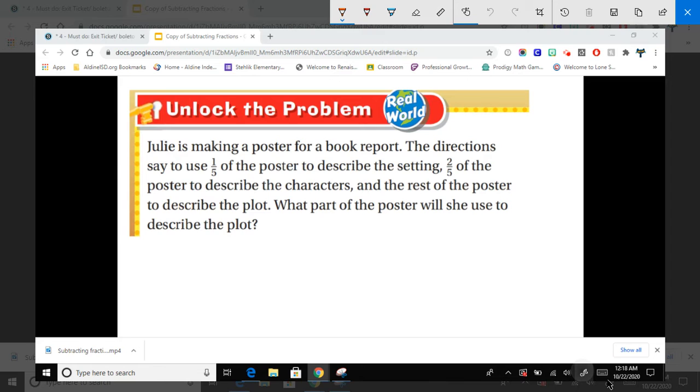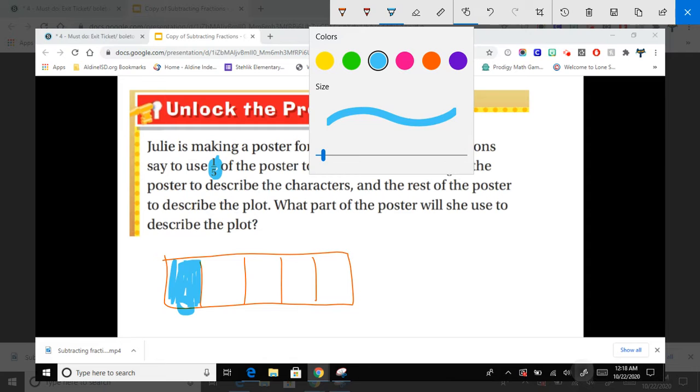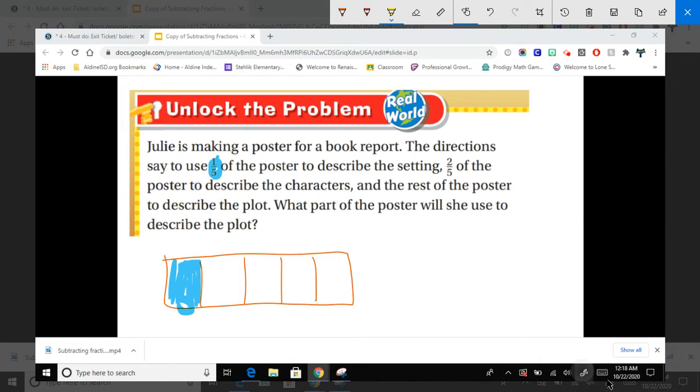Okay, so I'm going to draw a strip diagram. I'm going to cut it into 5 equal parts. She states that 1/5 of the poster describes the setting, so 1 out of 5 describes the setting. Then 2/5 of the poster describes the characters, so it's going to be 2/5.